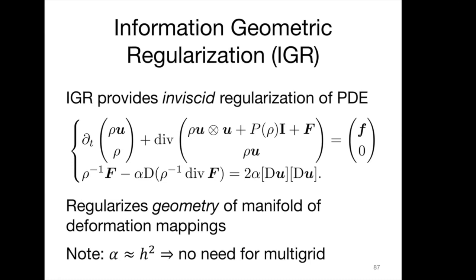But do you then have to iteratively solve this PDE for decreasing alpha, or do you just keep alpha fixed at some small value? Oh, you just keep alpha fixed at a small value, and that's basically a hyperparameter, so to speak. Alpha approximately equal to h squared gives some guidance on how to choose it. We found it to be only very mildly dependent on the Mach number.